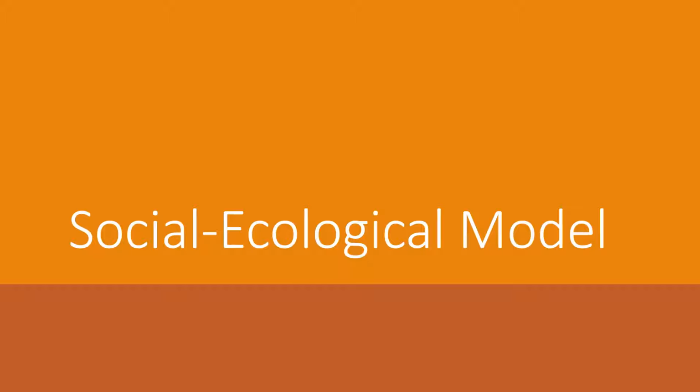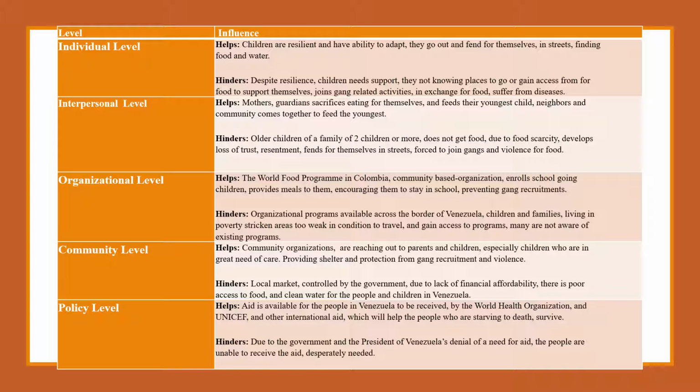So now we are talking about the social ecological model. Here, at the individual level, children are resilient, able to adapt to situations and find food for themselves. That's what helps. What hinders is children are not knowing where to go. They get recruited by gang members in exchange for food. On an interpersonal level, mothers are sacrificing eating for themselves and feeding the children instead. What hinders is older children are not able to get food.